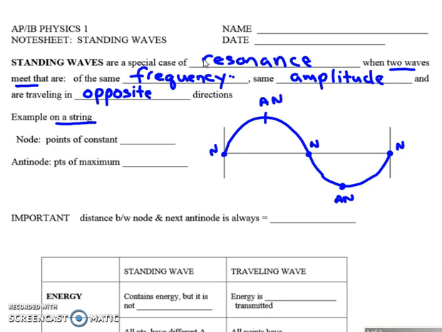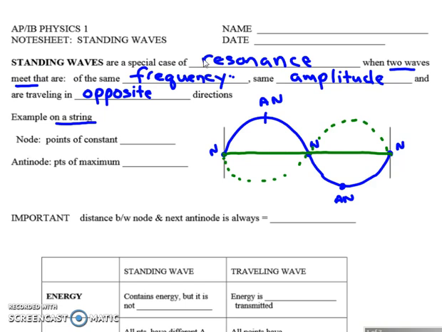Now that's after a certain amount of time. After another quarter of a cycle, if you recall from the PowerPoint, the string is going to look like this. In other words, the whole thing is going to have 0 energy. And then a quarter cycle after that, it's going to look like this. So the antinodes flip positions. But the nodes are always at these 3 spots.